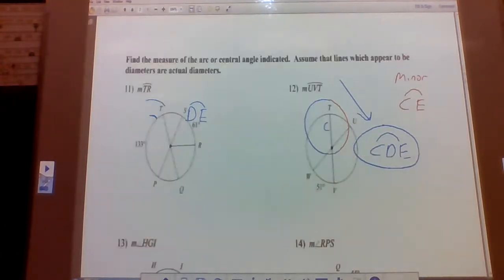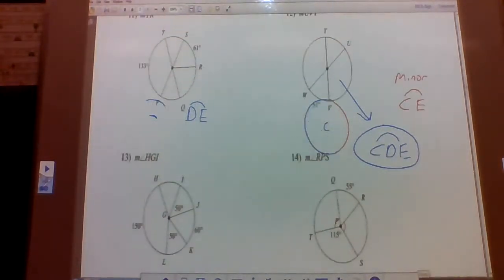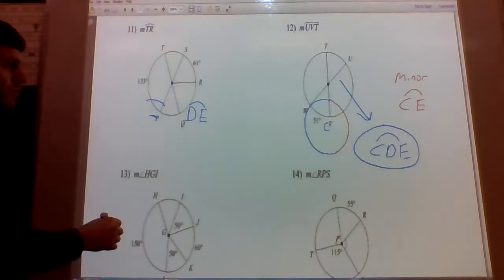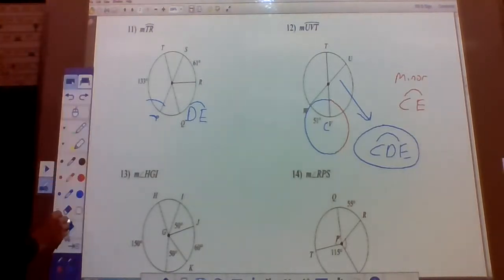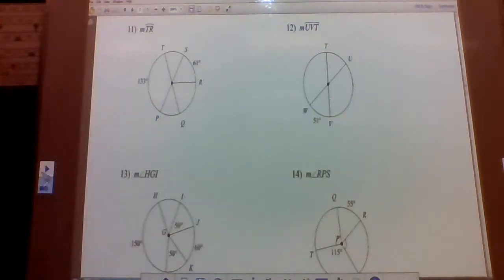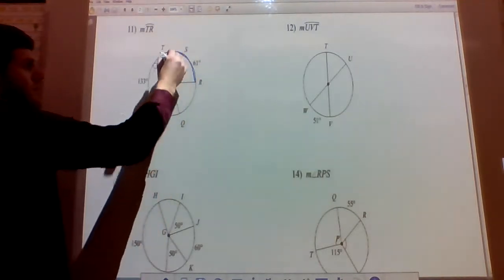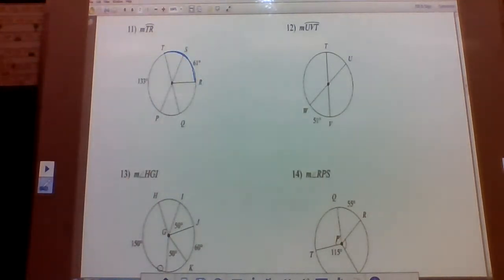Number 11, 12, 13, and 14. We can get them all on the screen here. Not really. We'll do 2 at a time. So TR is this length arc right here. This is arc TR. It's a minor arc, straight directly from T to R, the shortest path along the circle.